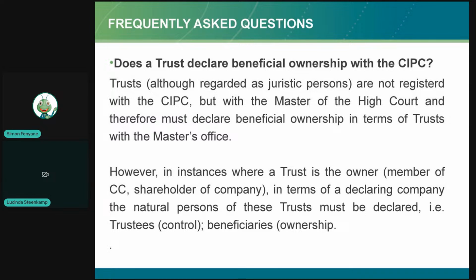But in instances where a trust is the owner or the member of a CC or the shareholder of a company, in terms of a declaring company, the natural persons of these trusts must be declared. So the trustees in terms of the trust because of control, and beneficiaries in terms of ownership.